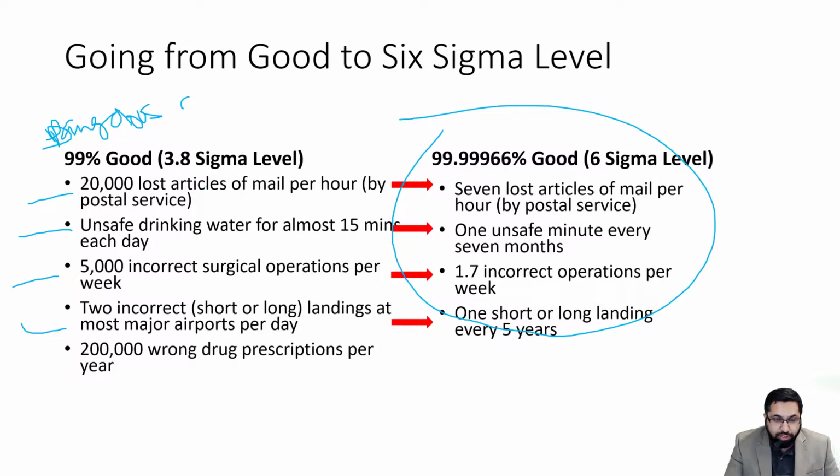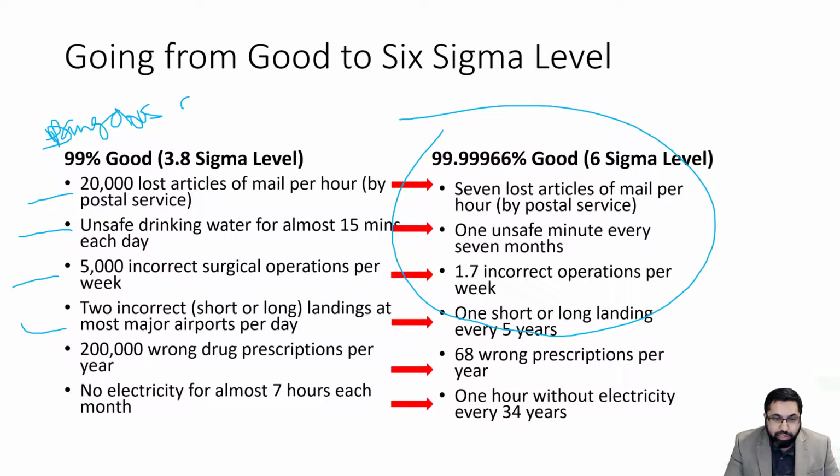If the pharmacies work at 3.8 sigma, they're going to give out 200,000 wrong drug prescriptions versus 68 wrong prescriptions per year in the US. These are all stats about the US. No electricity for almost 7 hours each month at 3.8 sigma level of power supply. 1 hour without electricity every 34 years at 6 sigma level power supply. So you can see for our power supply, for our healthcare, for water, for air travel, for post office, we really want 6 sigma or more or a higher level of quality where defects are really, really rare.